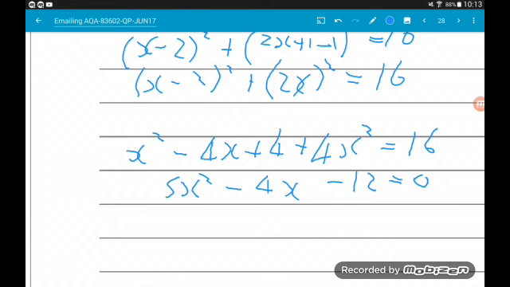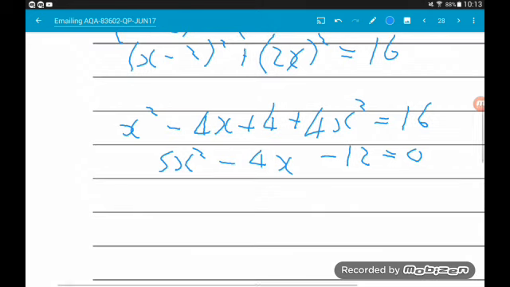Now look, can we factorise this guy? Good question. Let's have a go. So we've got 5x squared, so in one bracket we're going to need a 5x, and in the other bracket we're going to need a single x. So we've got a minus 12 at the end. That means one of our numbers is going to be positive and one is going to be negative. We've got a minus 4 in the middle. So what numbers multiply together to give us 12? We've got 1 and 12, 2 and 6, and 3 and 4.